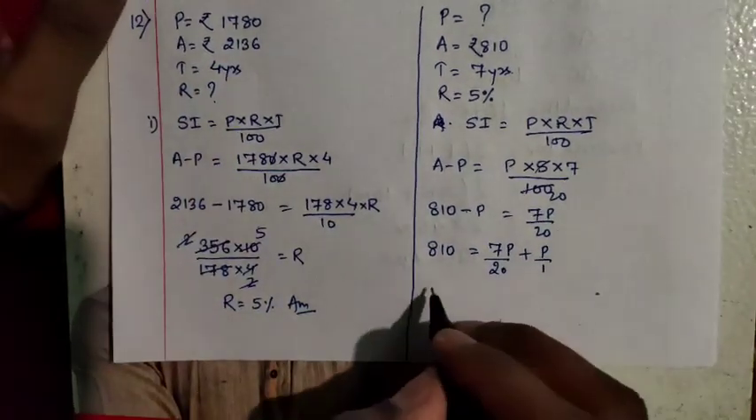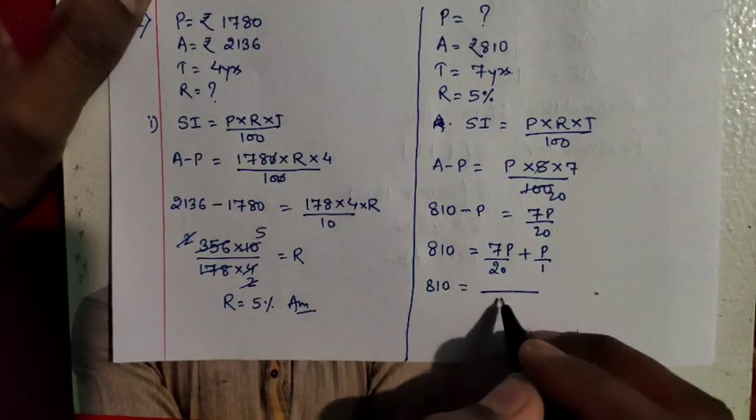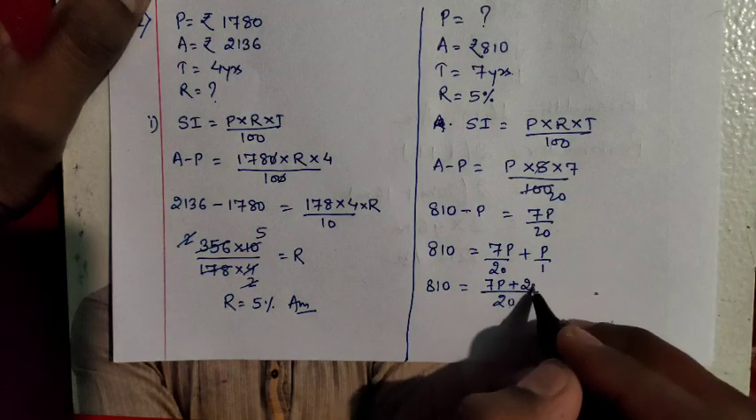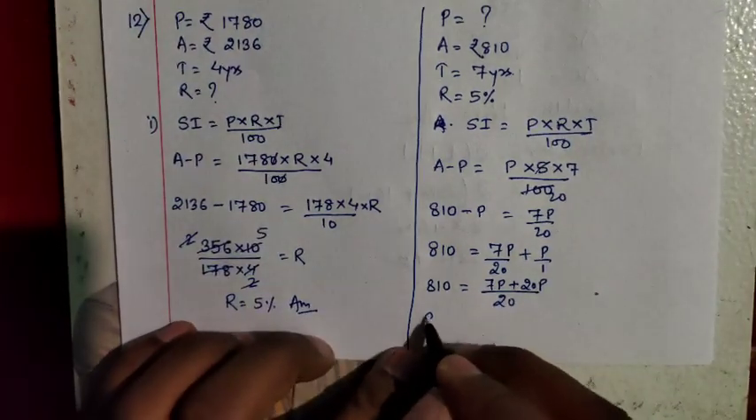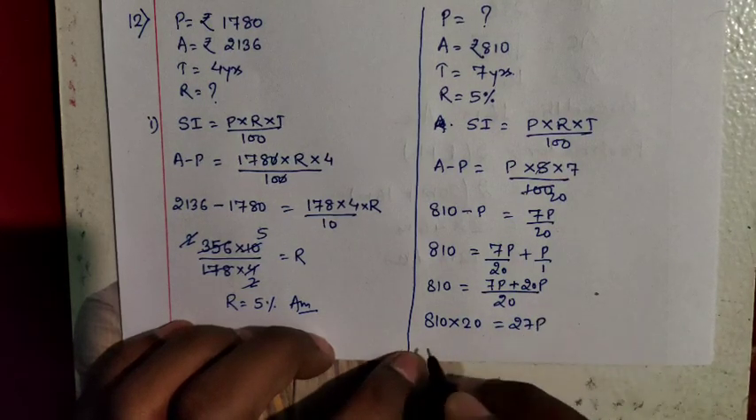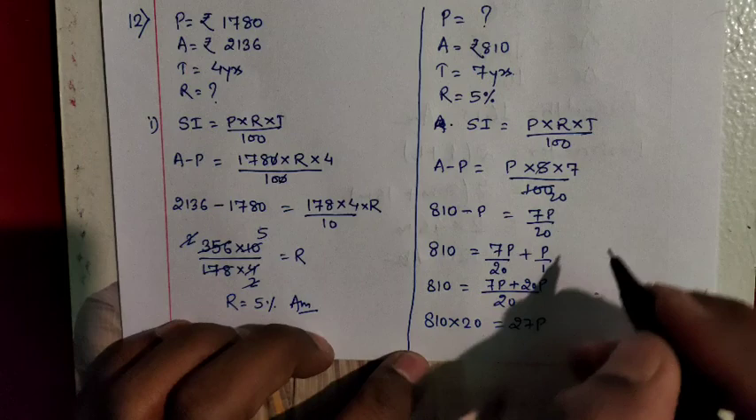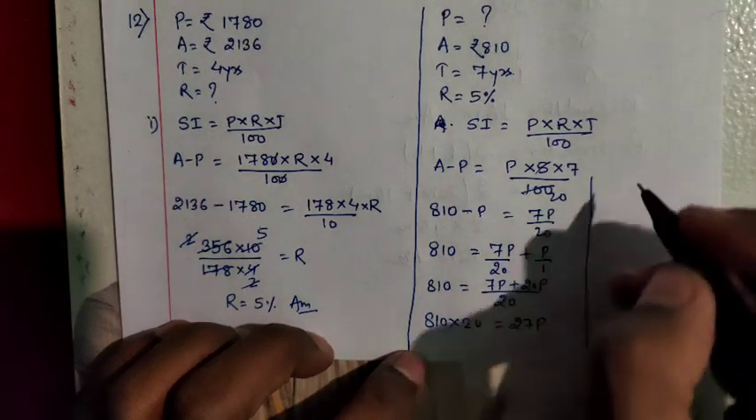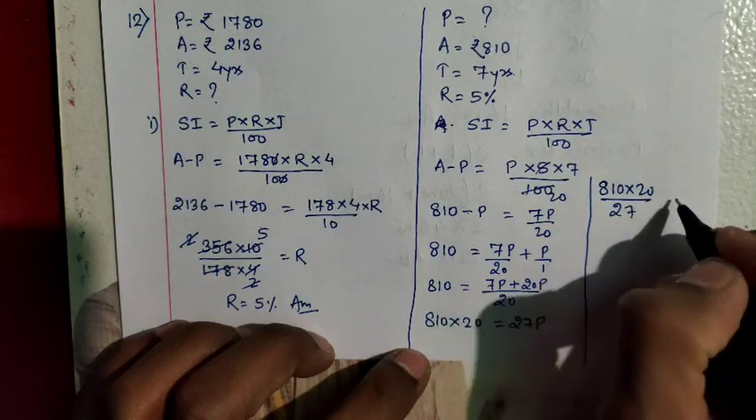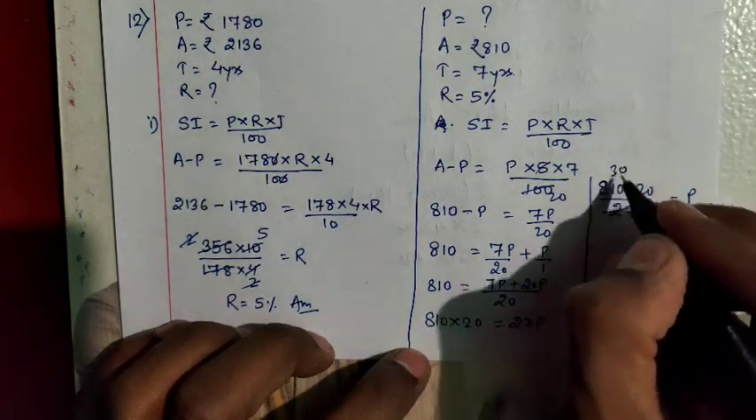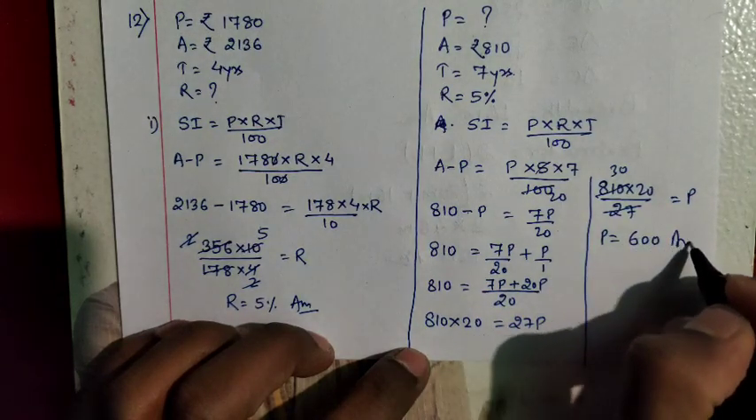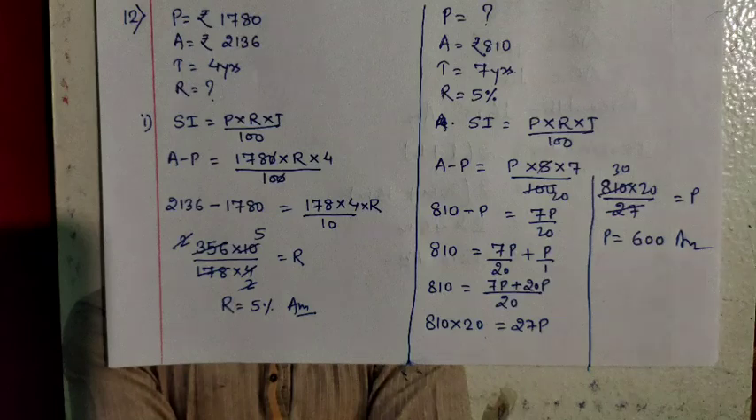Here onwards we will take the LCM. 810 is equal to, LCM will be 20, 7p plus 20 into p, 20p. This 20, when it comes this side, will be in multiplication form, is equal to 27p. Now we will leave it like this only. Now this 27 will go this side, it will become 810 into 20 by 27 is equal to p. 27 threes are 81, 0; 2 threes are 6, 0. It means the principal will be 600. Hope that this question is also clear to you all.